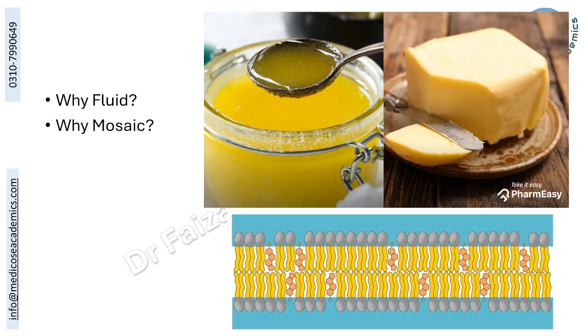As you see the difference between the saturated and unsaturated fats, between butter and the ghee, the cell membrane has these unsaturated phospholipid tails which have the capacity to move laterally, giving the fluidity to the cell membrane rather than a fixed rigid structure. And it is mosaic because of this pattern of fixation of proteins in between the phospholipids throughout the cell membrane, giving its name the fluid mosaic model.